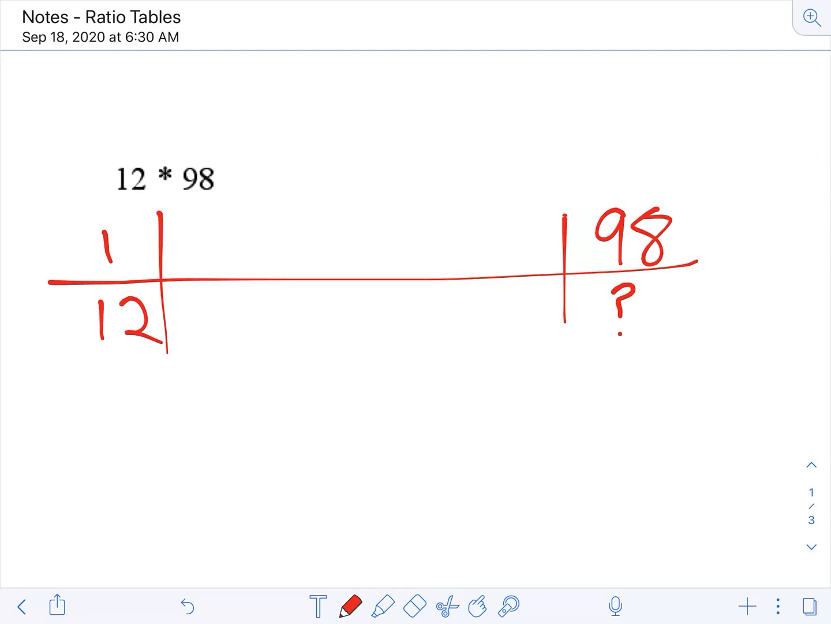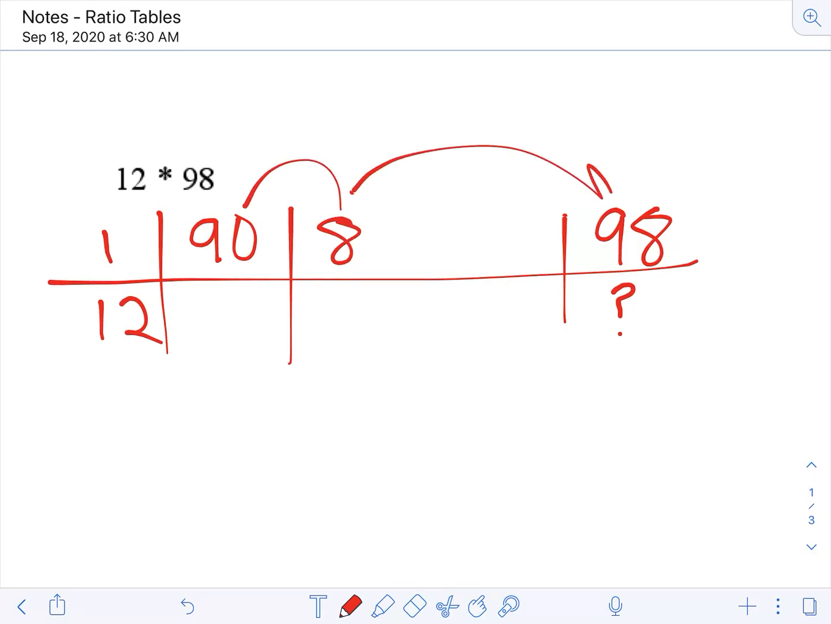Now, you could do 90 and 8 and then add them together. But I don't know what 9 times 12 is off the top of my head. So what if we did something else? What if instead we went too big?